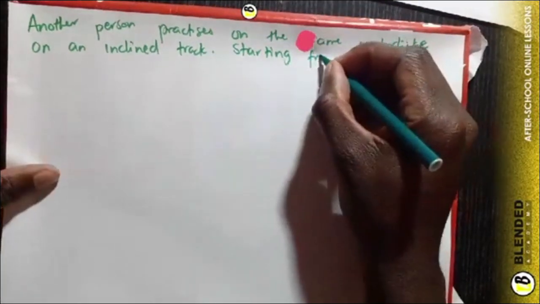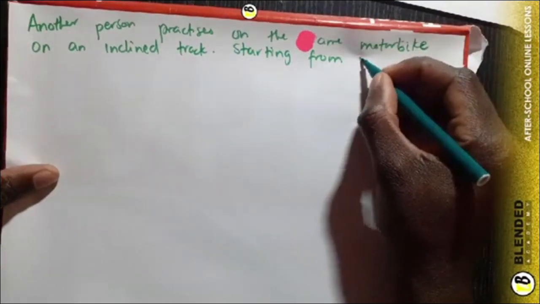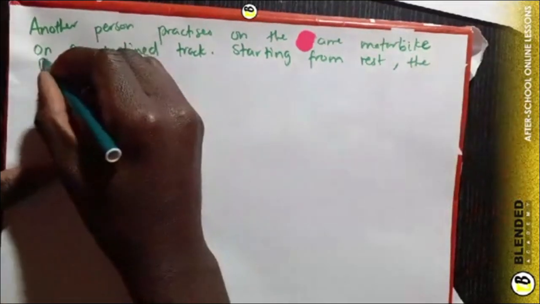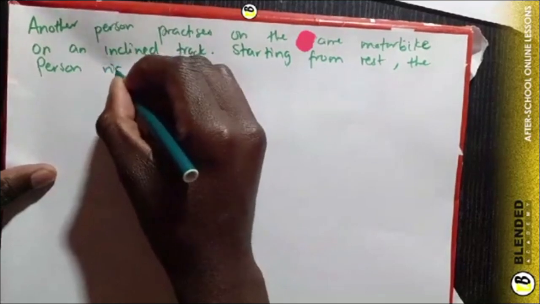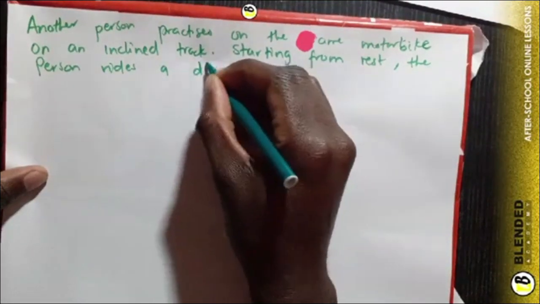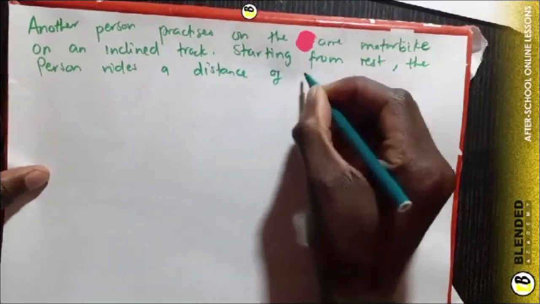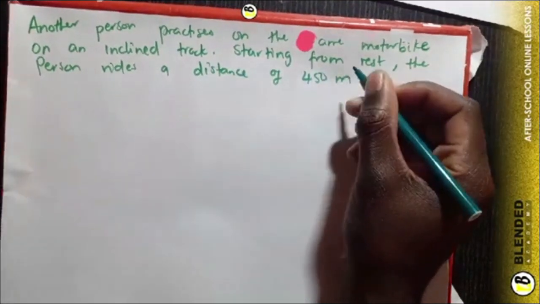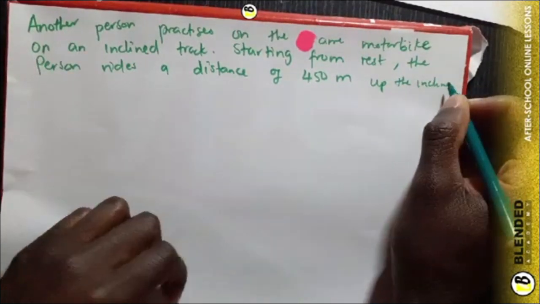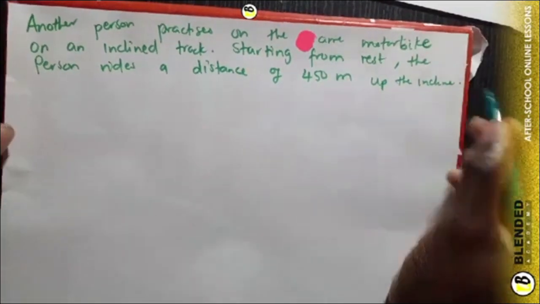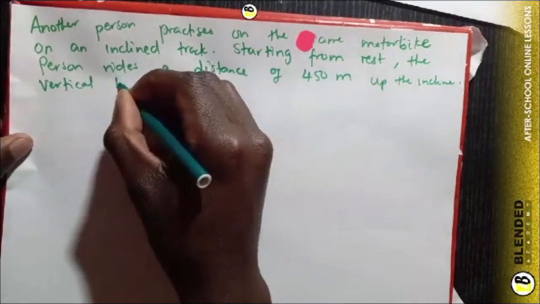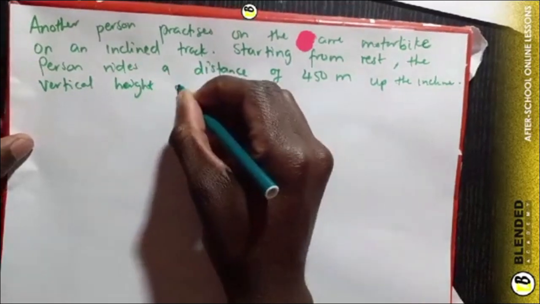Starting from rest, the person rides a distance of 450 meters up the incline. You're given that this incline has a vertical height of 5 meters.